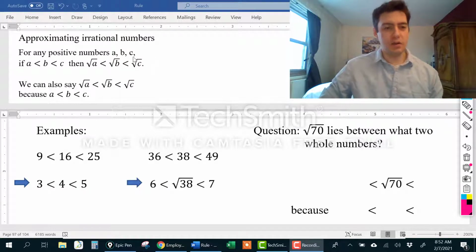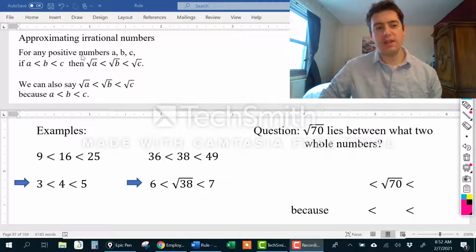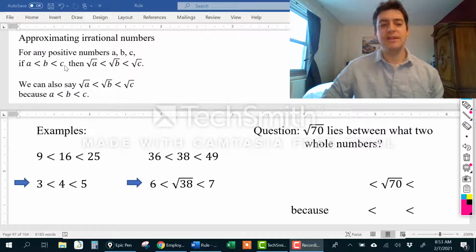And to do that, we have to understand that for any positive numbers a, b, and c, if a is less than b, and b is less than c, then the square root of a is also less than the square root of b, and the square root of b is also less than the square root of c. We could also say that the square root of a is less than the square root of b, which is less than the square root of c, because a is less than b, which is less than c.